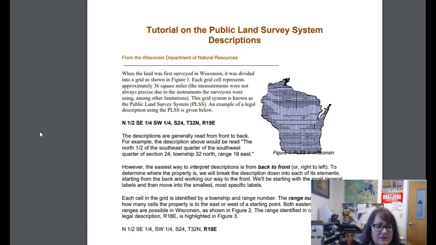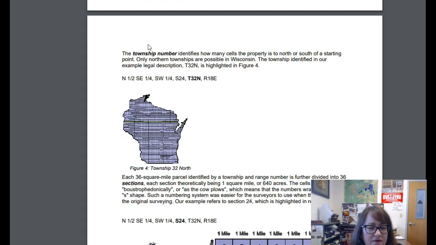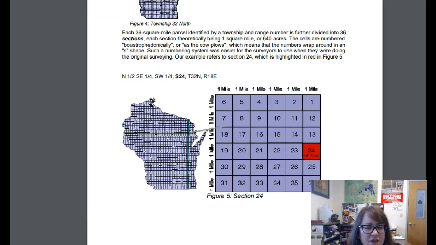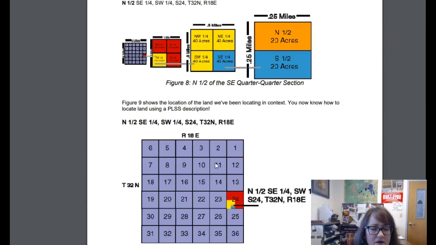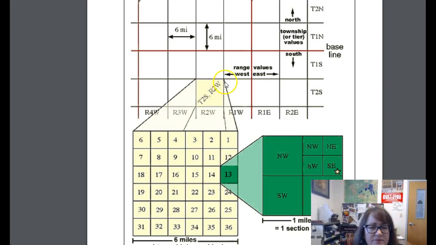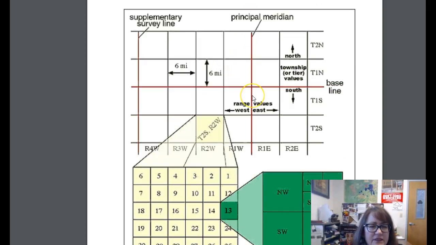The state that's shown here is the state of Wisconsin, and they talk about it being divided into a grid. But if you go down to the bottom of this page, you'll see the way this grid looks. Now, we talked about the fact that land is first divided into a quadrangle. So here we go. Here's our principal meridian, and this is our baseline. So this point that the cursor is at right now is the initial point, and everything is surveyed from that point.